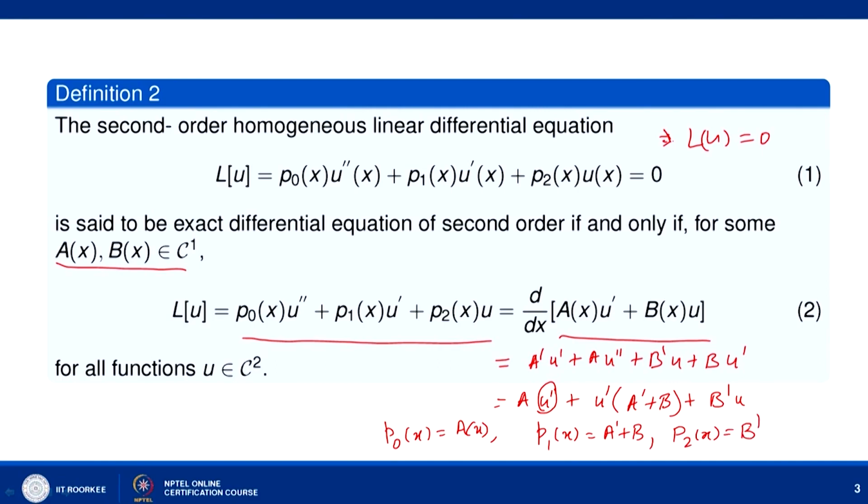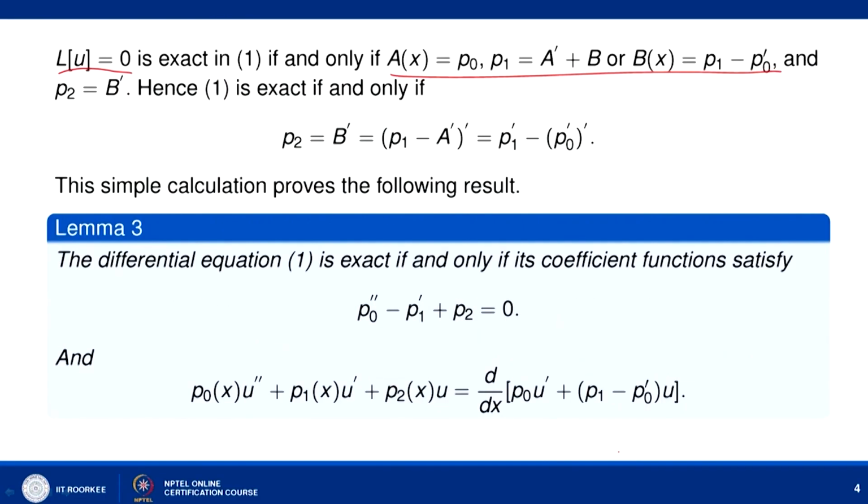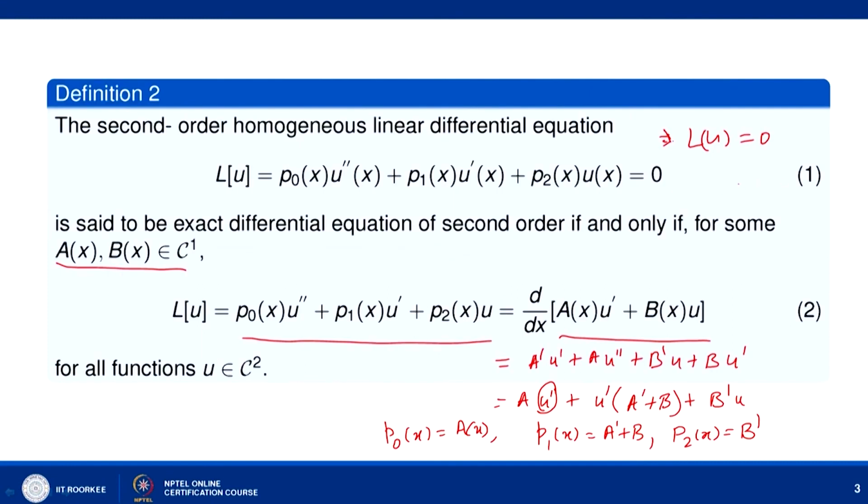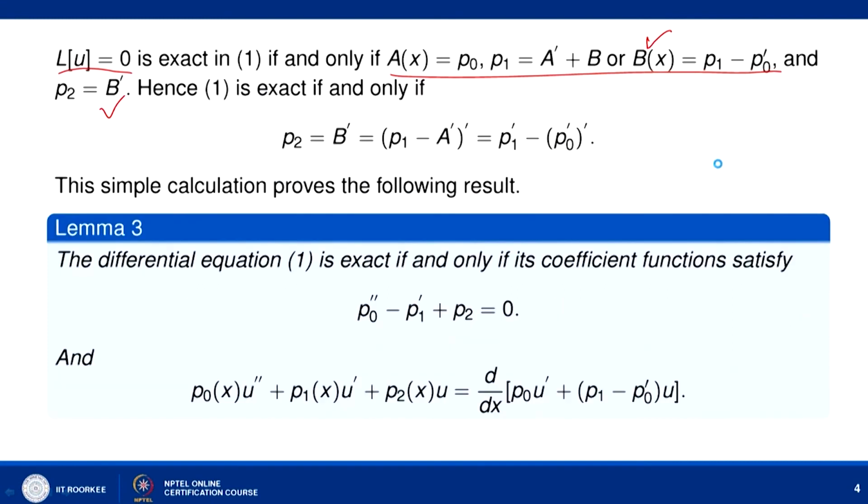So, by comparing we can get the values of a and b, which we have written here: a x equal to p naught and p1 is equal to a dash plus b, or we can simplify this to write that b is p1 minus p naught dash, and p2 equal to b dash. So, using the value of b x and b dash, we can say that the previous equation Lu equal to 0 is exact provided we have p2 equal to b dash. Now, b is p1 minus p naught dash. Now, p naught is what?